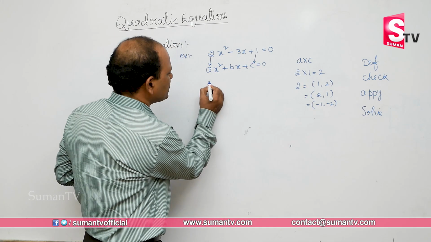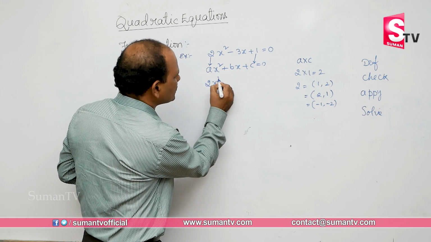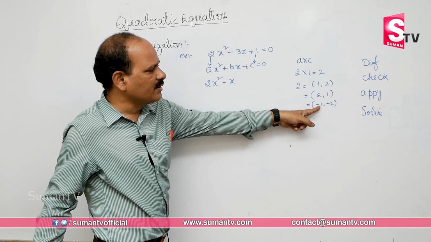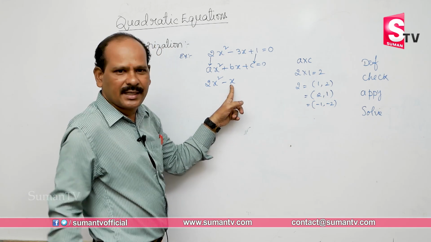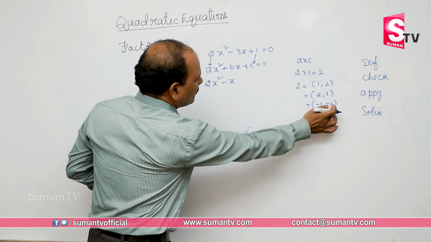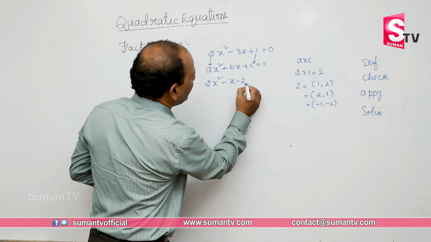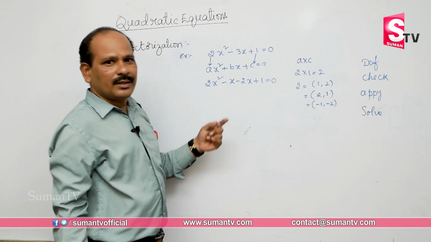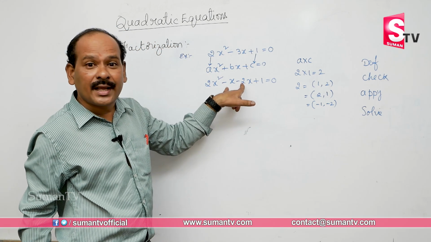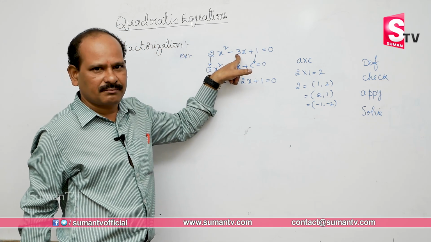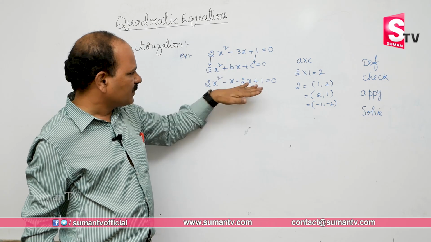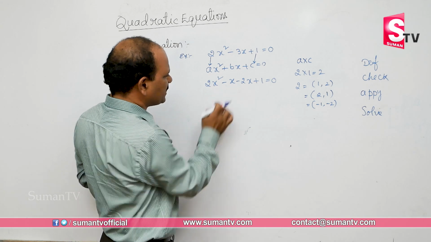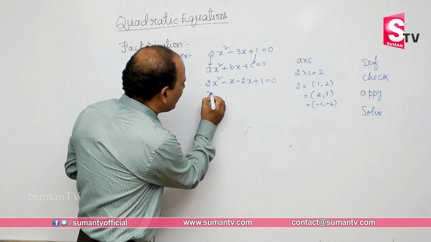So I am splitting like this: 2x square minus 1x. 1x means I can simply write minus x. Next, second factor is minus 2, minus 2x plus 1 is equal to 0. If you add these two, again I have to get this middle term. So from this, I have to take common. From the 2x square minus x, I can take common x.